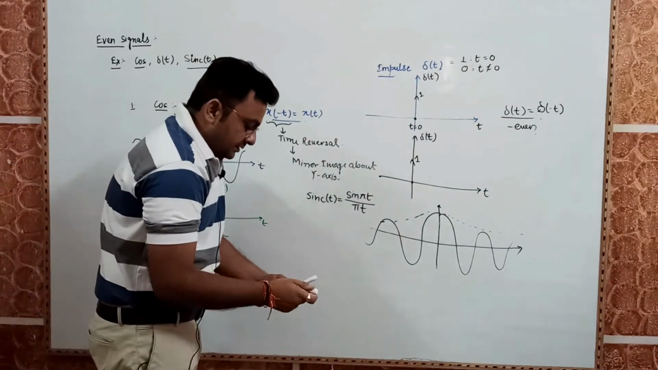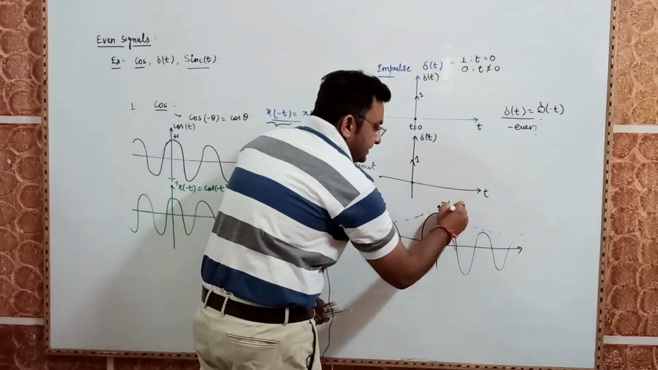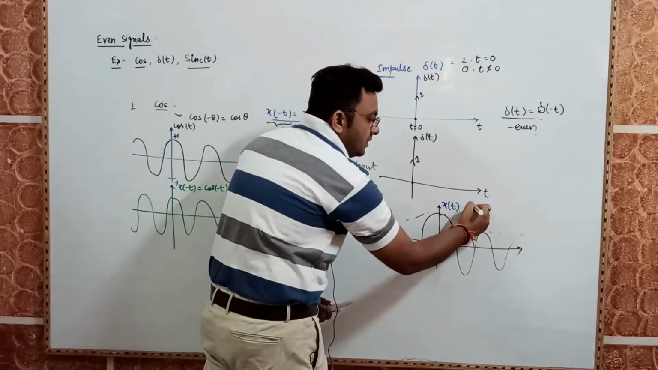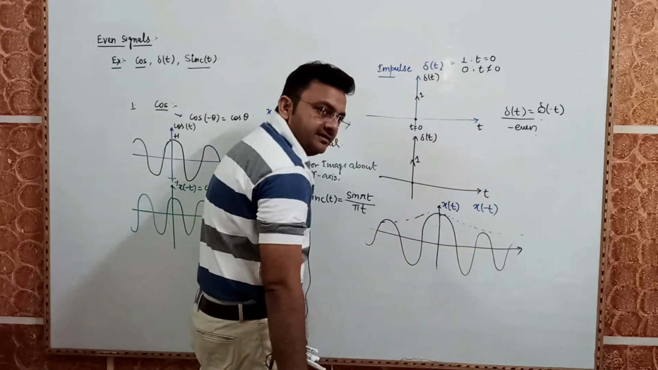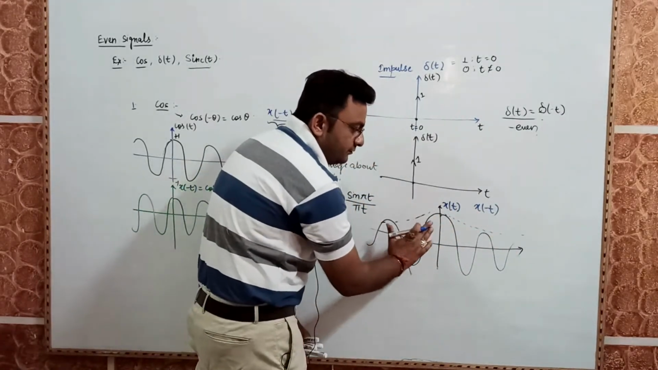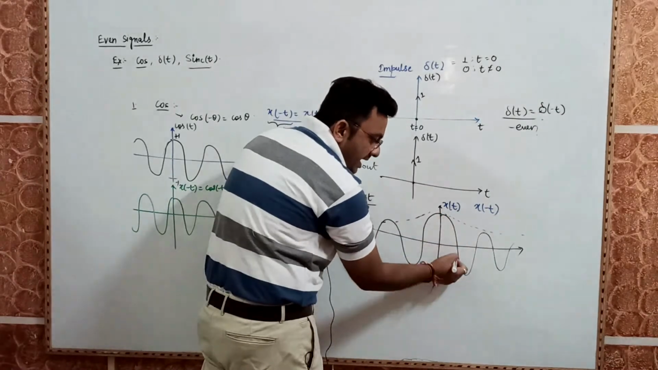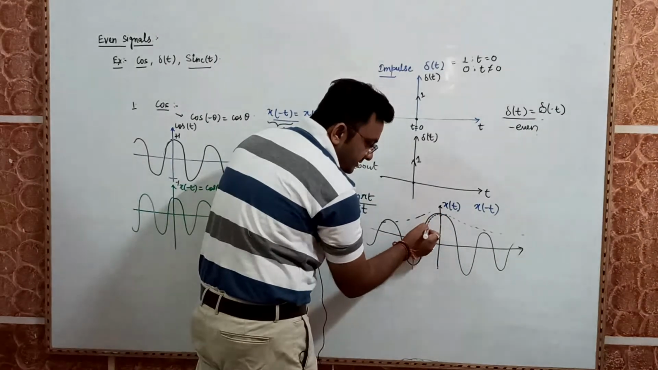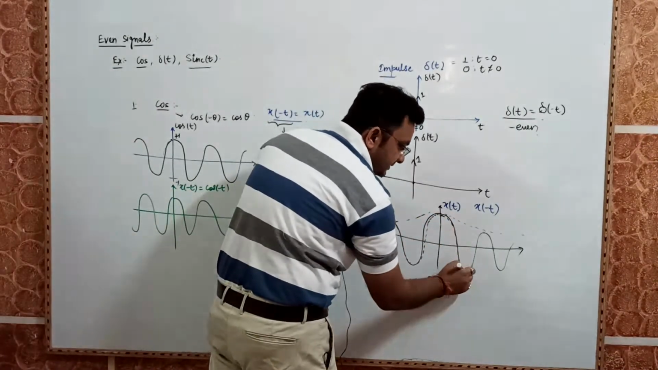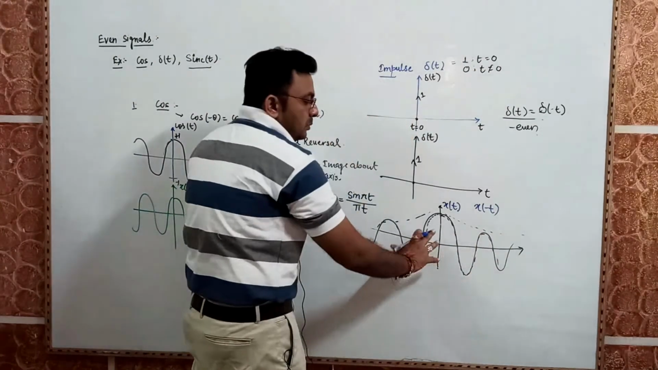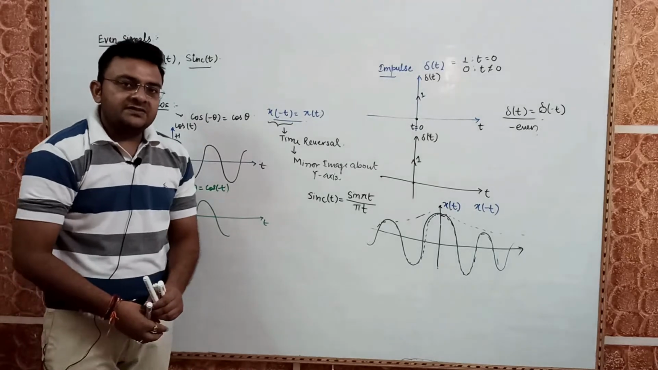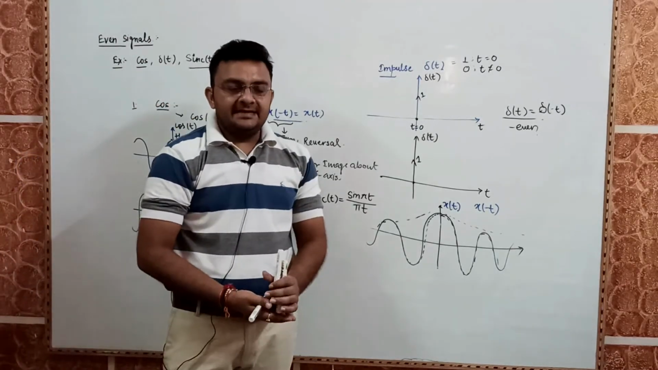So if you draw its time reverse signal, that means if we want to draw x of minus t, the right part would map into the left part, and the left part would map into the right part. If we map this part like this, and similarly for the second part, both the signals are same. That's why we say that the sinc function comes under the even functions.